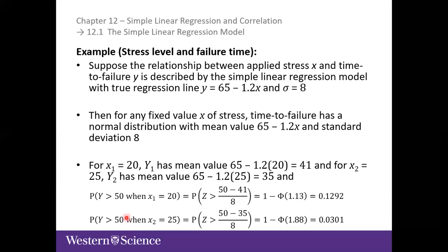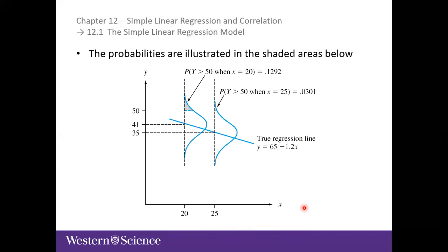We can do the same calculation when x2 is 25. The threshold value we are looking at is the same, 50, but the mean value is decreased. The variance, the standard deviation, is the same, constant. So 1 minus the CDF value of this value of z, 1.88, which is going to be about 0.3%.